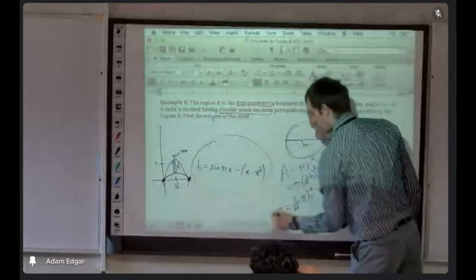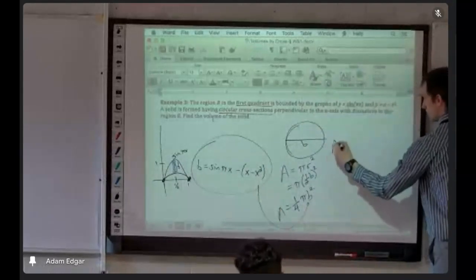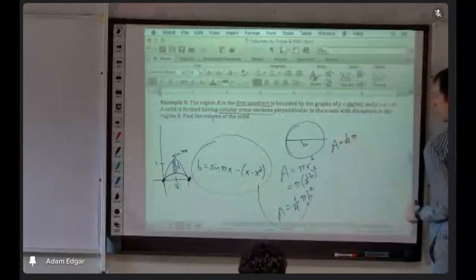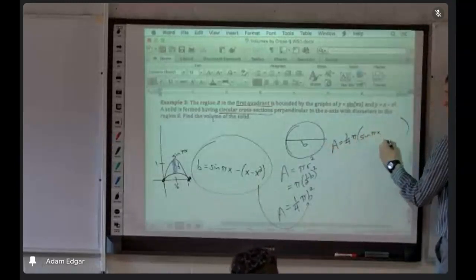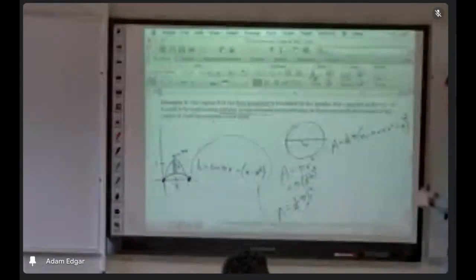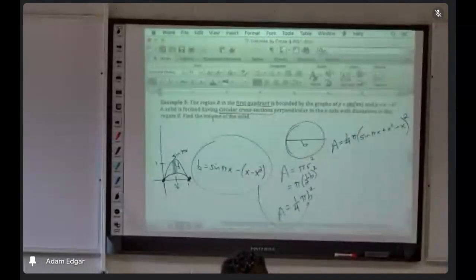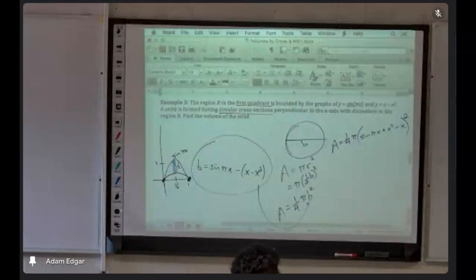Put it in terms of x. So our area formula is going to be ugly. 1/4 pi, that thing, sine of pi x plus x squared minus x, all squared. And then this is probably a good time to use your graphing calculator to evaluate the integral. So, to that end, let's remind ourselves, how do we make the calculator work for us?